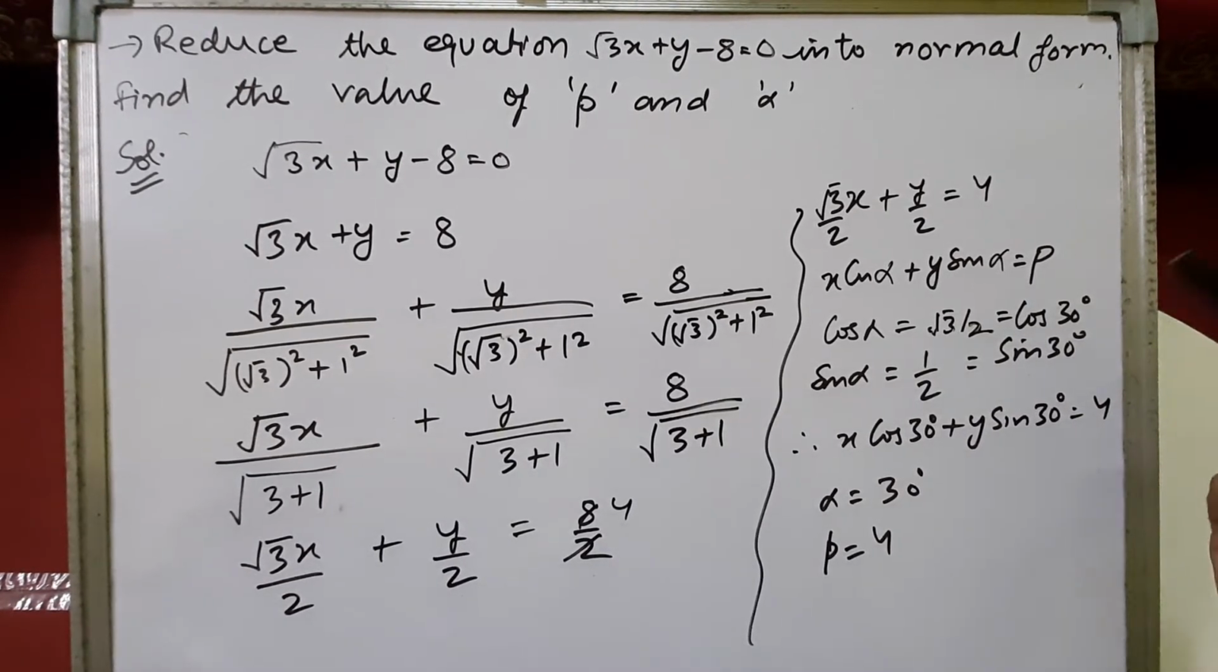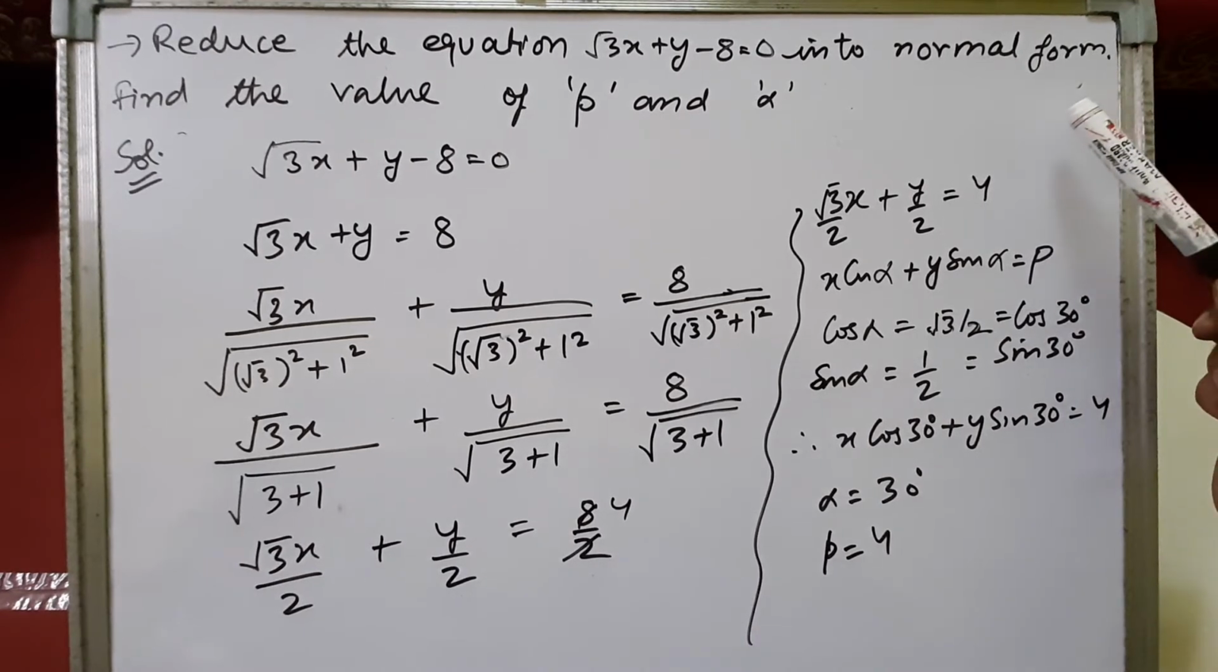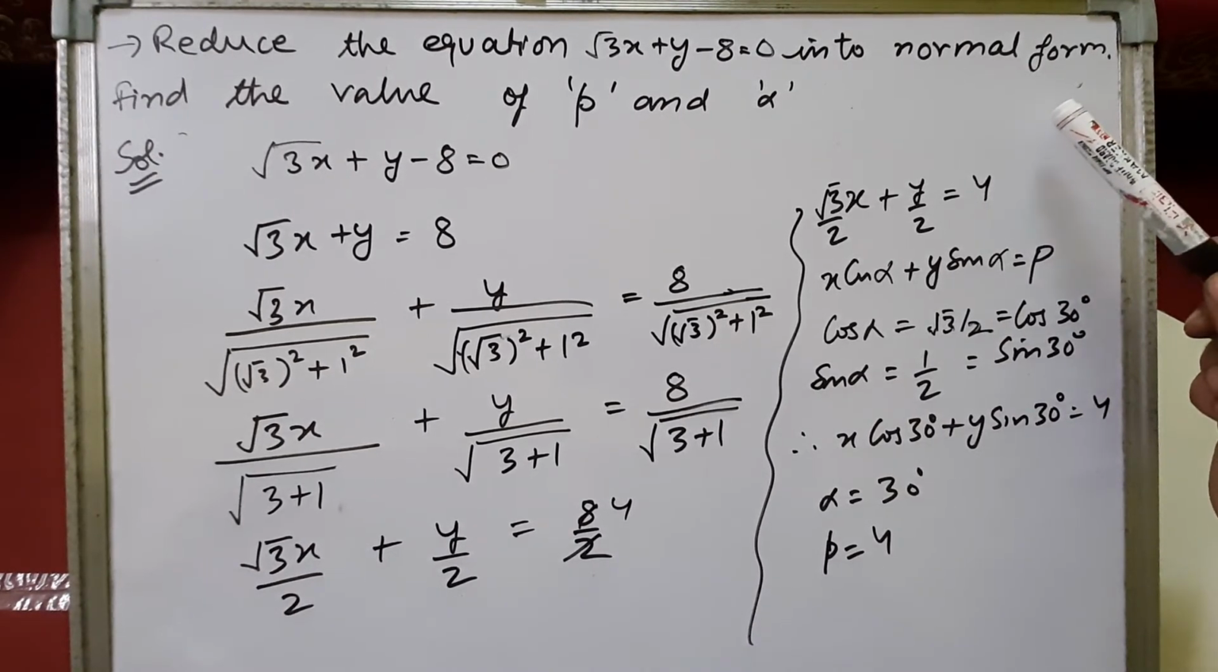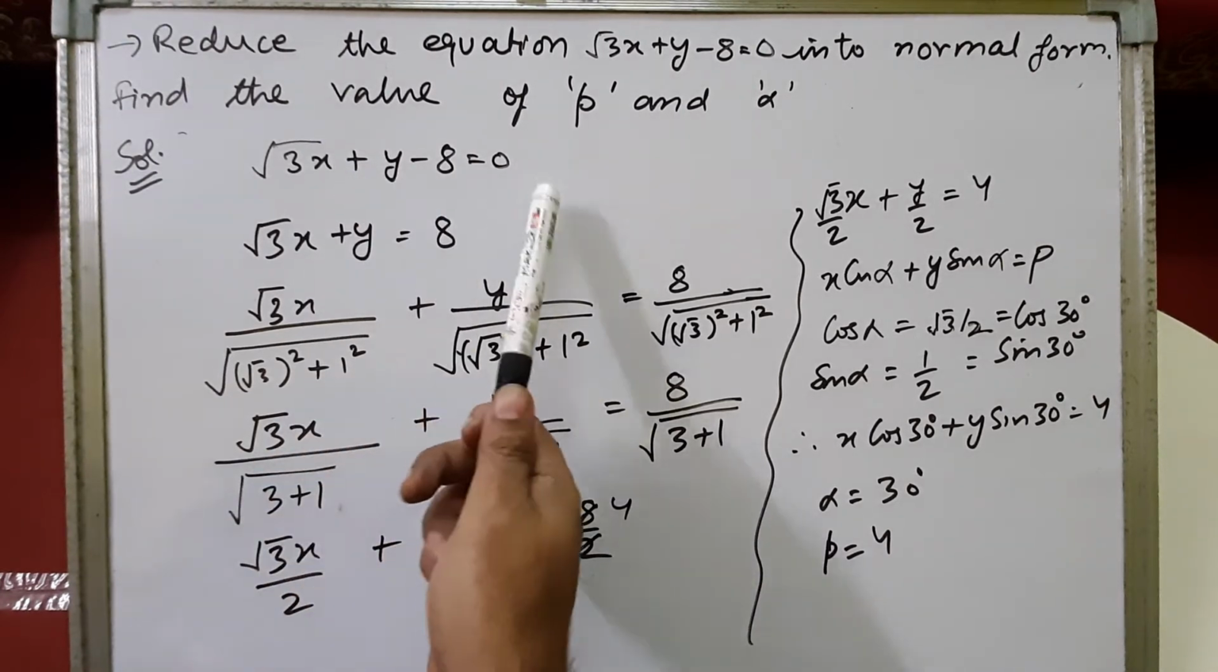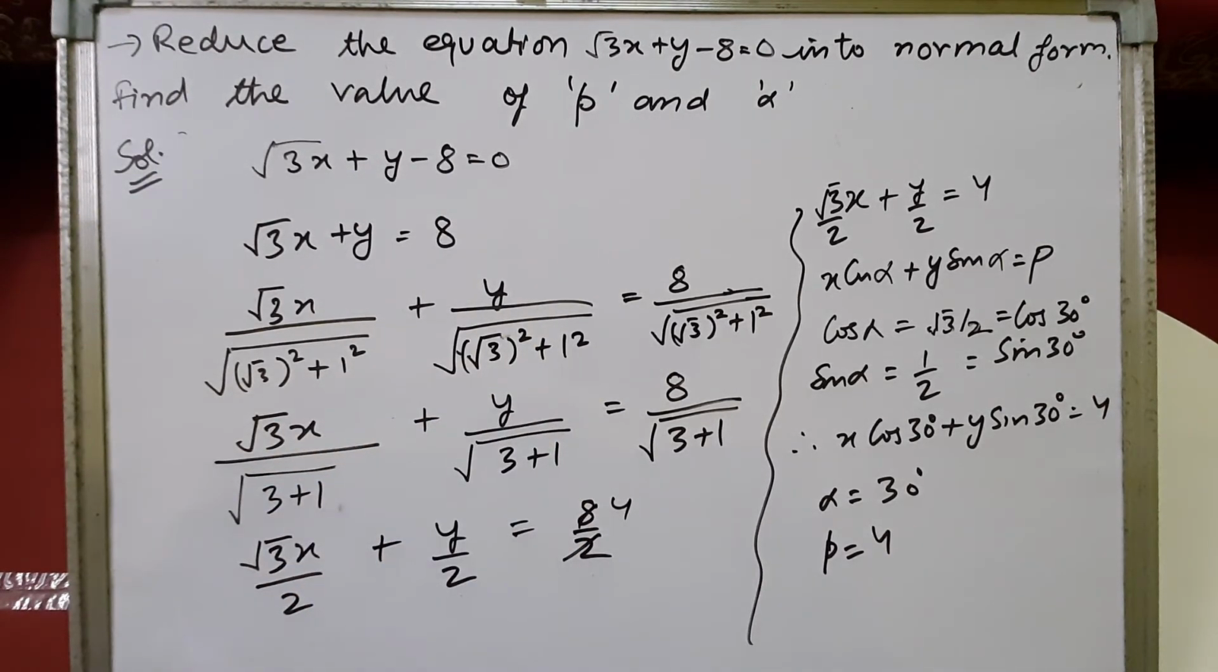In the next sum, it is given: reduce the equation 3x plus y minus 8 equals 0 into normal form. Find the values of p and alpha. That means we have to calculate the perpendicular and the angle between the perpendicular and the positive x-axis. First, from the given equation, we'll transfer this minus 8 to the right hand side. It will become plus 8.